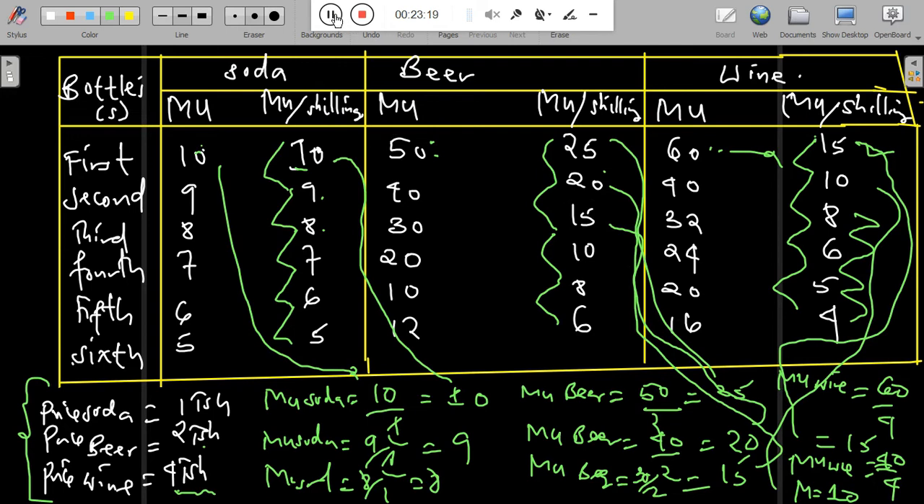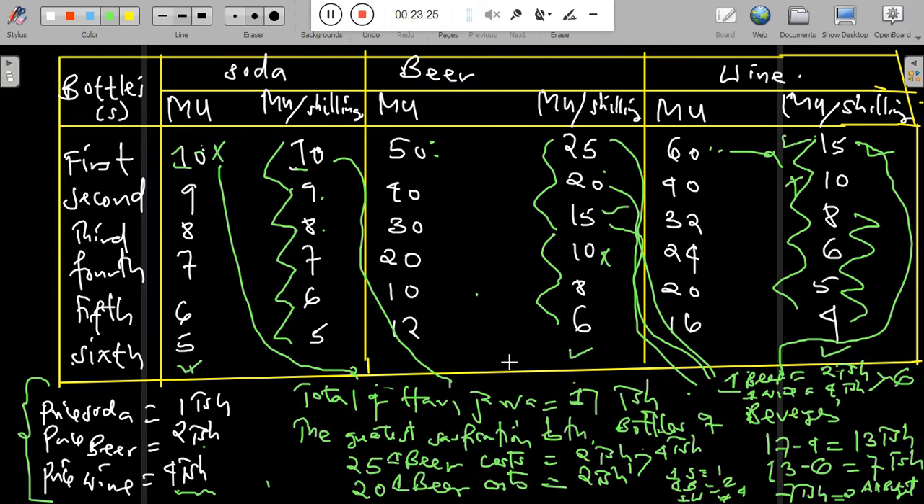After doing so, we need to understand that the total income for Mr. Vijaya was 17 Tanzanian shillings. In order to choose the bottles that maximize utility, we look at the marginal utility per shilling by comparing the 3 beverages, soda, beer, and wine, to see which gives the highest marginal utility per shilling. The first bottle of beer gives 25, which is greater than the others. It costs 2 Tanzanian shillings.